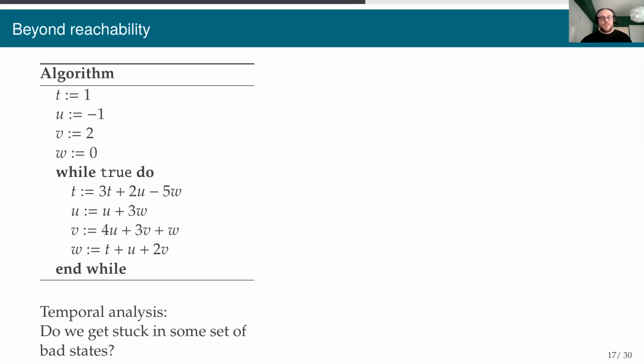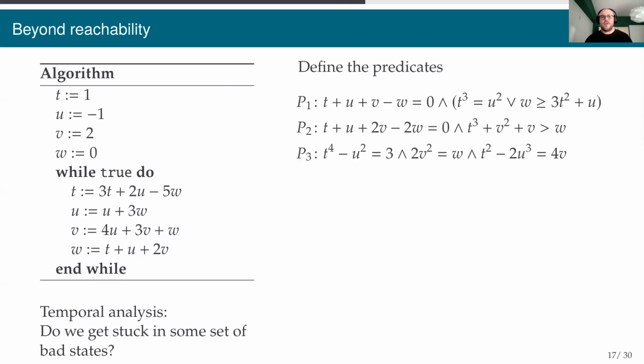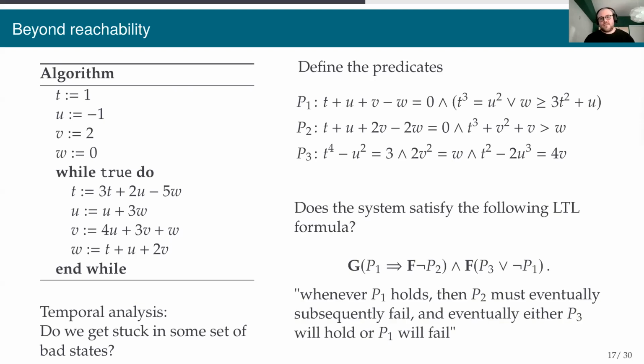You just want to know what is this program doing? You have questions coming from temporal analysis, like, do we get stuck in some set of bad states? So for example, here we define the predicates P1, P2, P3. These are from the previous example of semi-algebraic sets that are our targets. You could ask if the system satisfies the following LTL formula.